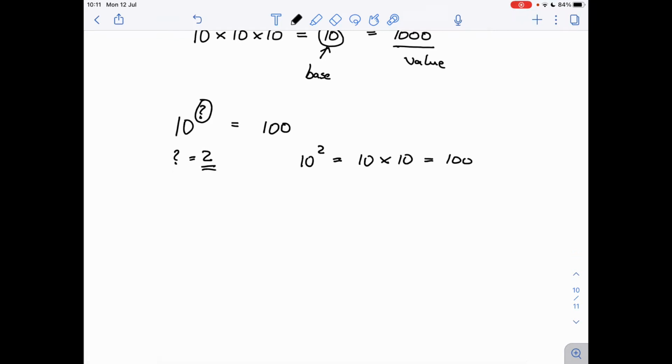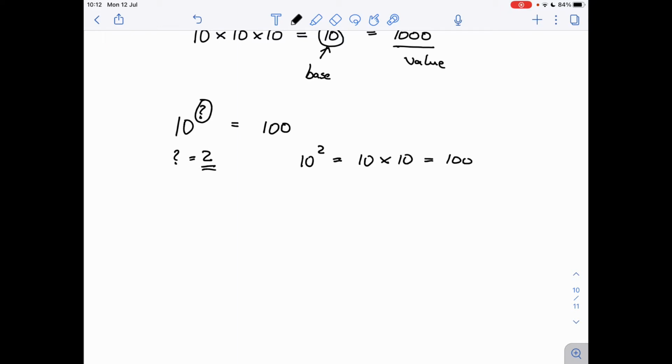But how do we actually systematically find this number 2? How do we go about it? How can we find it out? Because maybe there are other cases where it's not so obvious. So how can we find this question mark in a systematic way? And what we can do is use a very simple principle.